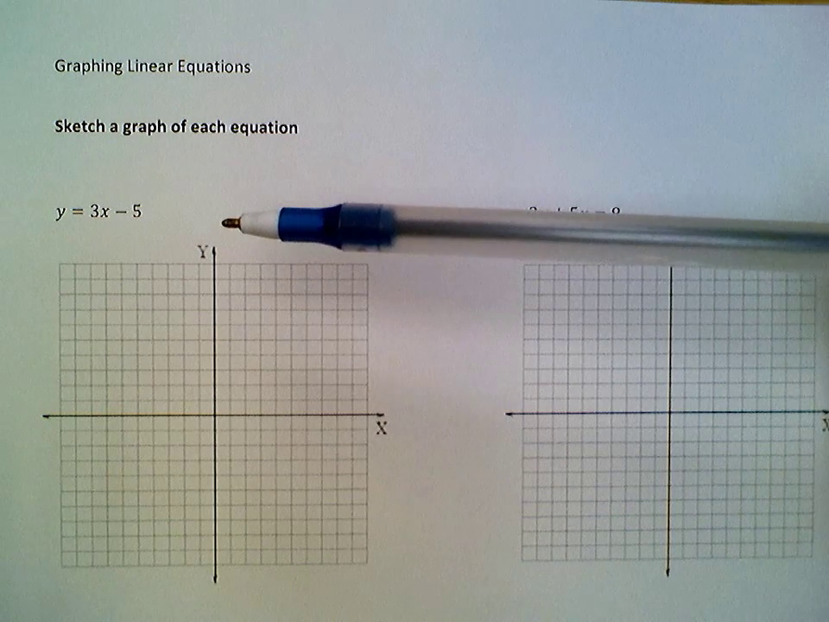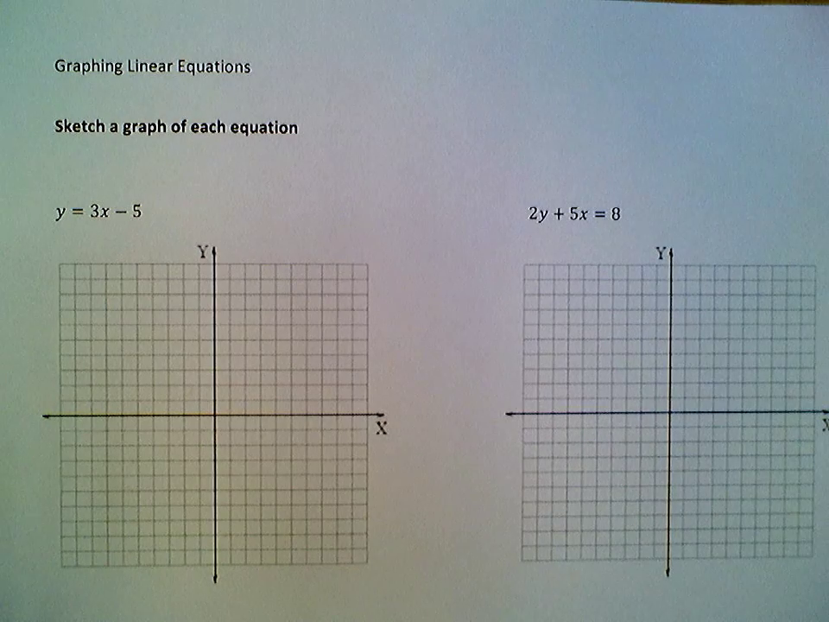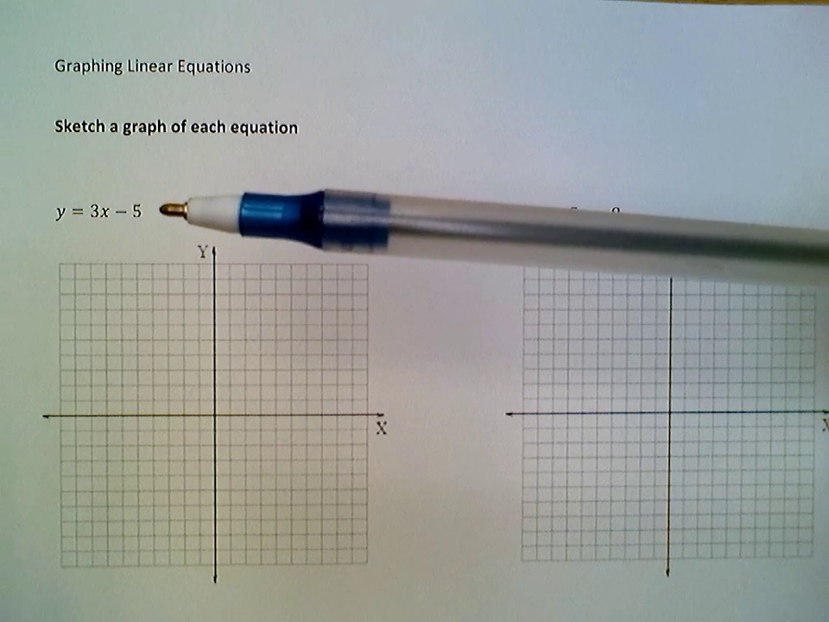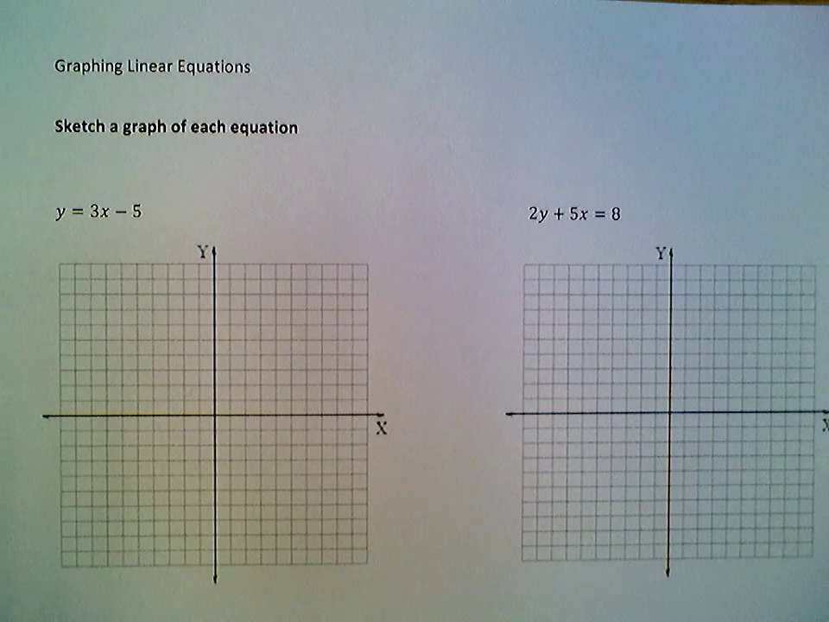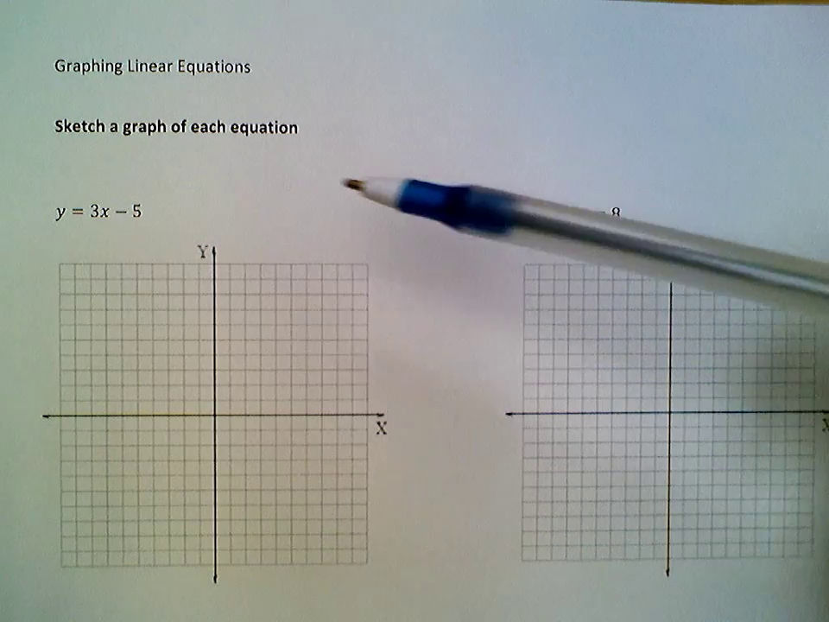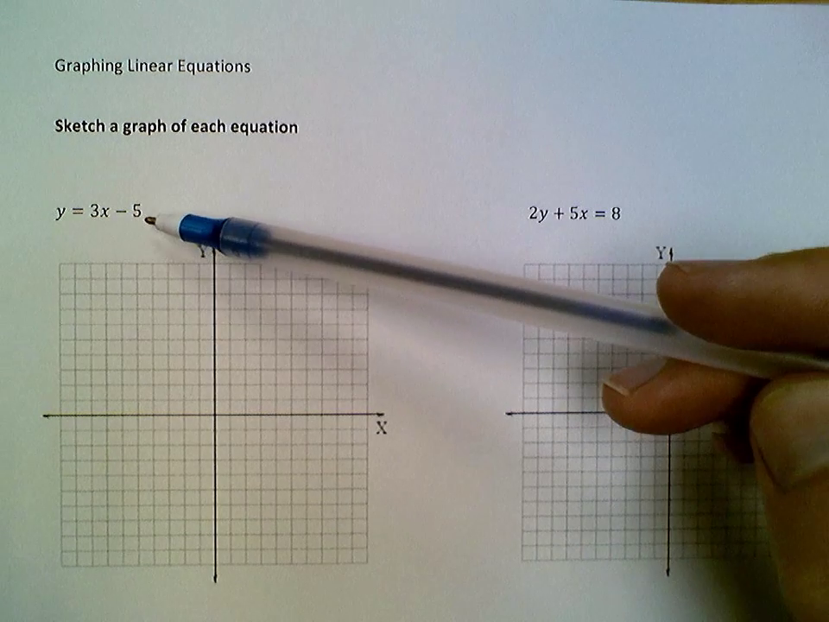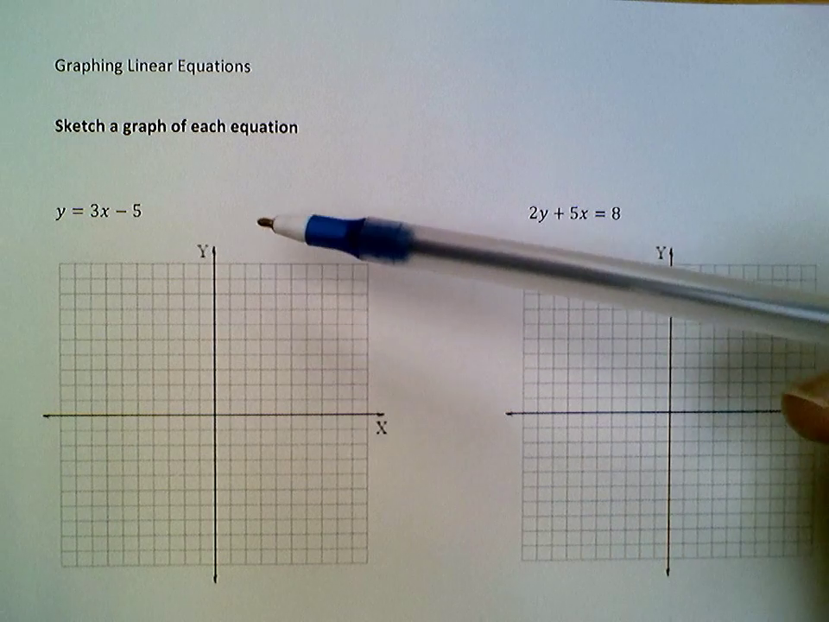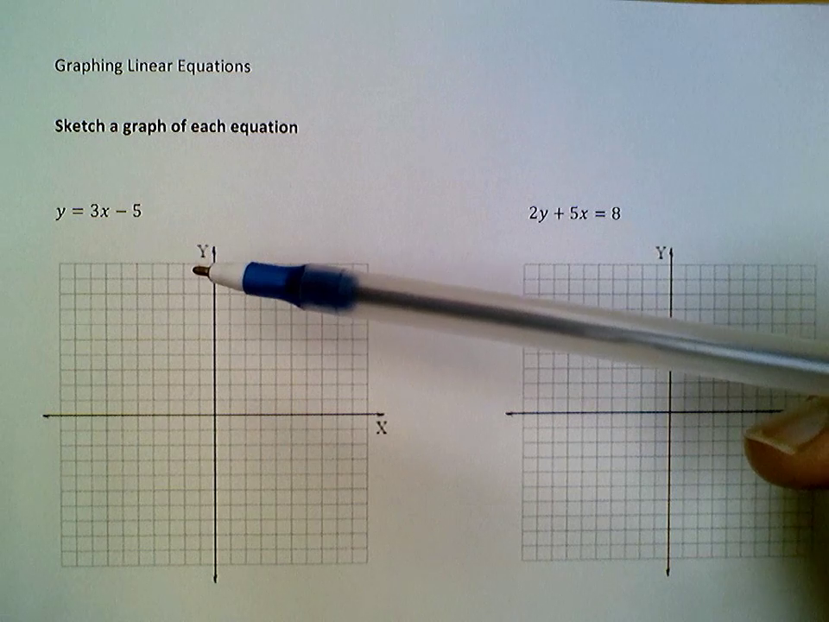I got y equals 3x minus 5. So this is kind of the best case scenario when you're graphing because this equation is already in slope-intercept form for us. So we don't have to do anything special to graph it. We can simply just look at the intercept and the slope and go from there. So if you look here, I start with the intercept. I got 3x minus 5. So negative 5 is the y-intercept. So that's where it crosses the y-axis.